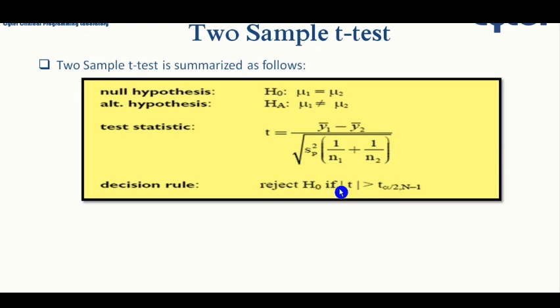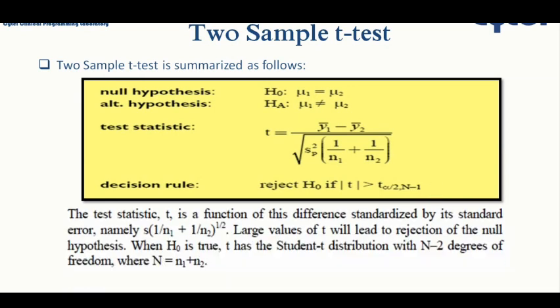So this decision rule is: reject H naught if the absolute value of T is greater than t alpha by 2, n minus 1, etc. Now what is this? This is nothing but the critical value provided by the T distribution.